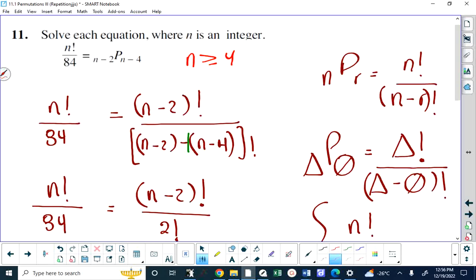Because if I put 4 here, I'm going to have 2P0. That makes sense. It doesn't really make a lot of sense, but it means you have two items. How many ways can you arrange none of them? One way. You just did it. You didn't do anything. And by the way, if you take 2P0, you should get 1. I really hope. Okay. Other questions?